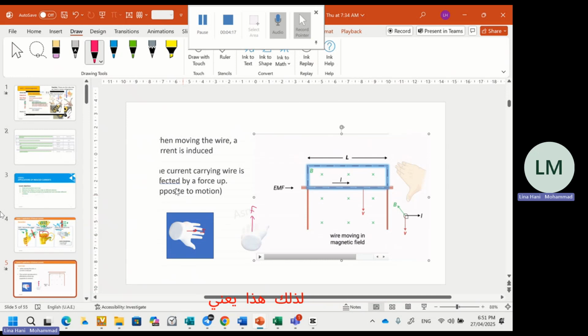So that means that when you try to pull this wire into the magnetic field, you'll feel some resistance, as if someone's pulling from the opposite direction. In real life, it is just the magnetic force trying to stop you from moving that wire.